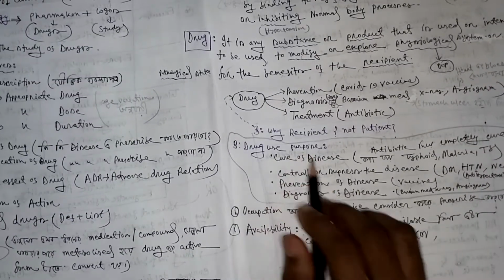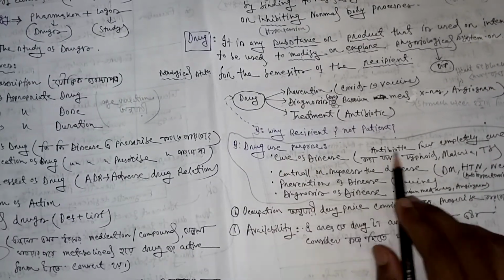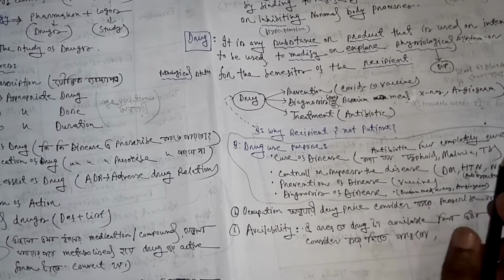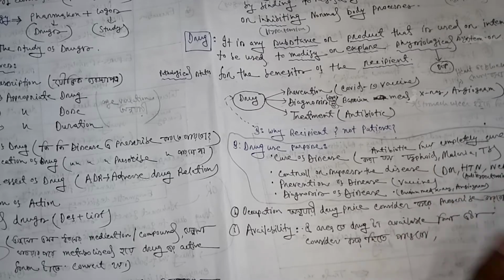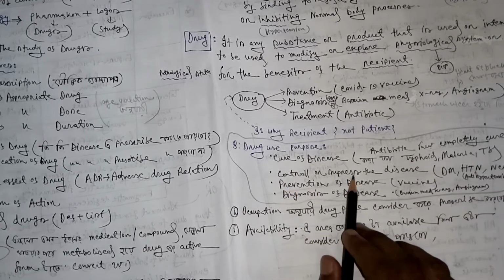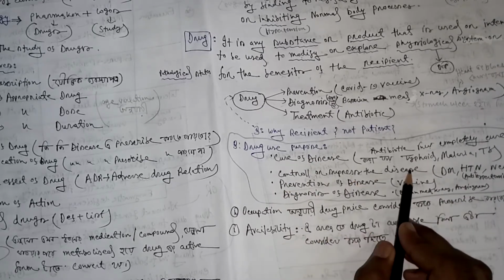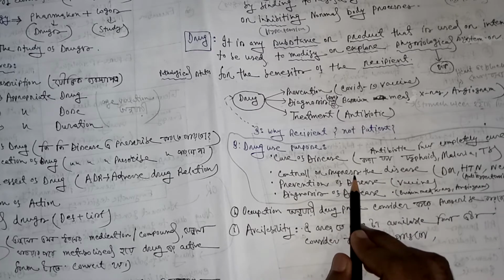Okay, so drug use purposes: we can say cure of disease, like with antibiotics we can completely cure. What kind of diseases can be completely cured by antibiotics? Typhoid, malaria, tuberculosis, etc. And control or suppression of the disease.